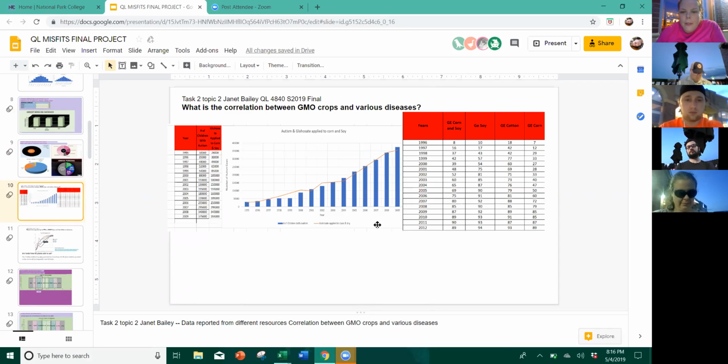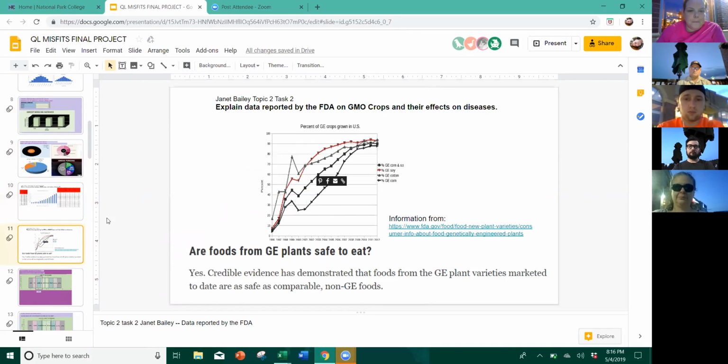The more that GMOs have increased, the more that autism has also increased. But if you look at what the FDA says, I pulled this information directly off the FDA's website, which asks, are foods from GE plants safe to eat? The FDA is saying that yes, credible evidence says that they're safe to eat. They also deny that there's any effect on any diseases or long-term effects related to GMOs. However, the statistics are proving them to be lying about it, so to speak.